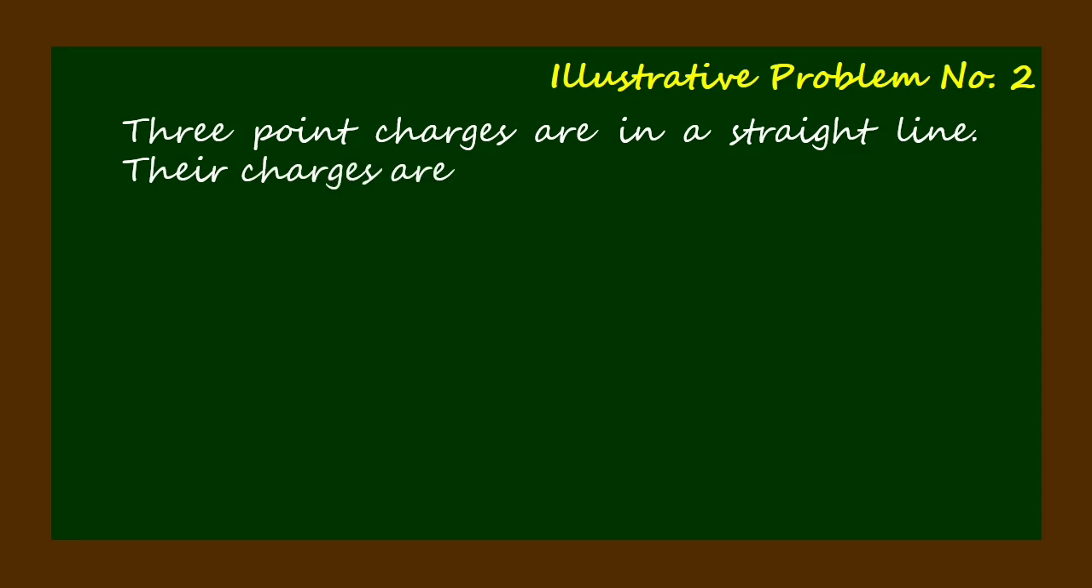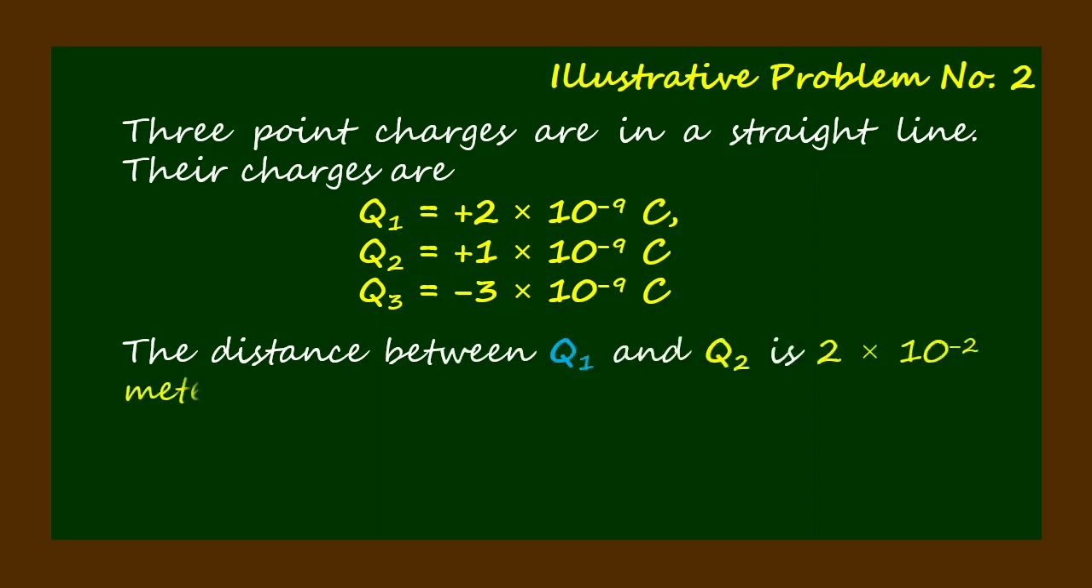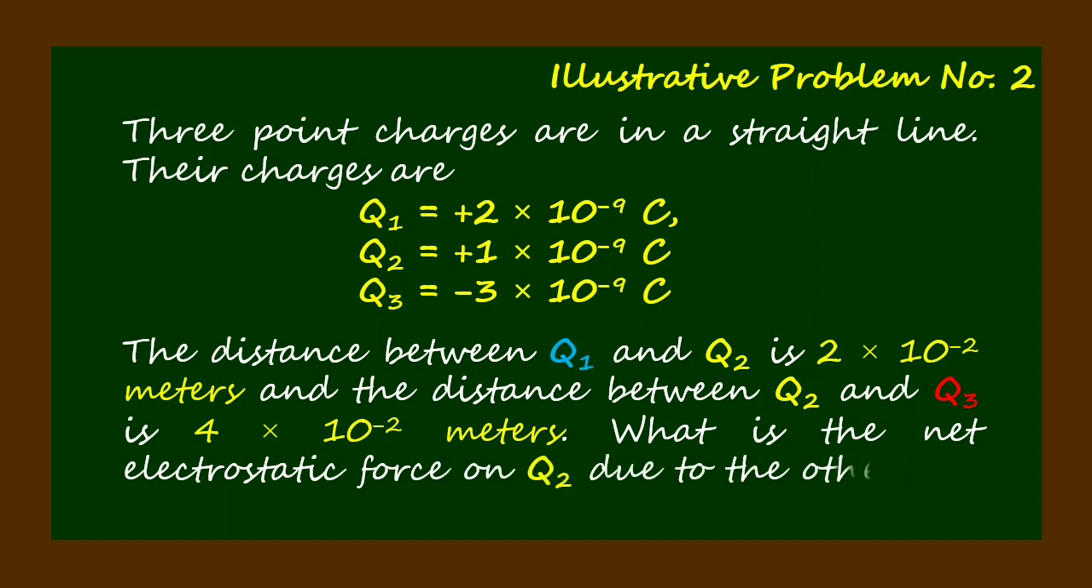And here's illustrative problem number 2. Three point charges are in a straight line. Their charges are Q1 equals positive 2 times 10 to the negative 9 coulomb, Q2 equals positive 1 times 10 to the negative 9 coulomb, Q3 equals negative 3 times 10 to the negative 9 coulomb. The distance between Q1 and Q2 is 2 times 10 to the negative 2 meters, and the distance between Q2 and Q3 is 4 times 10 to the negative 2 meters. What is the net electrostatic force on Q2 due to the other two charges?